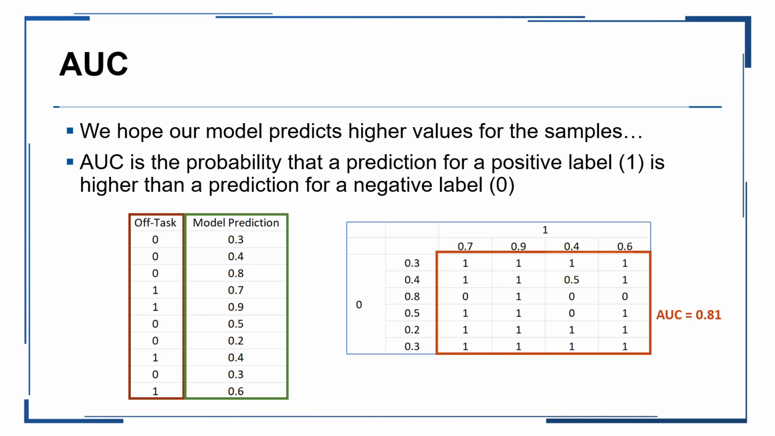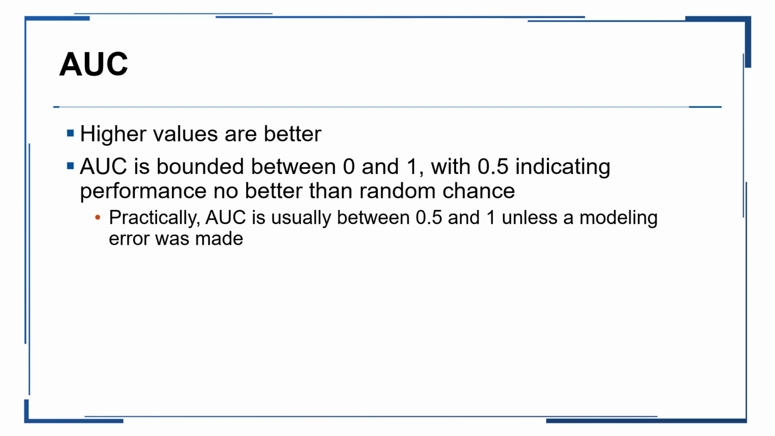We can fill our table and then take an average of all of these values, and that yields the AUC value. AUC is bounded between 0 and 1, where 0.5 is considered random chance, and higher scores indicate higher performance.